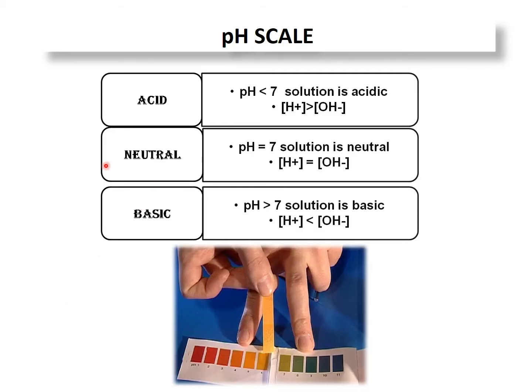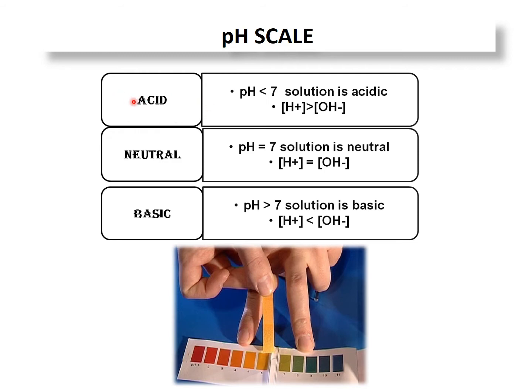pH is a measure of how acidic or basic a solution is. pH ranges from 0 to 14, and pH measures the amount of free hydrogen and hydroxide ions present.